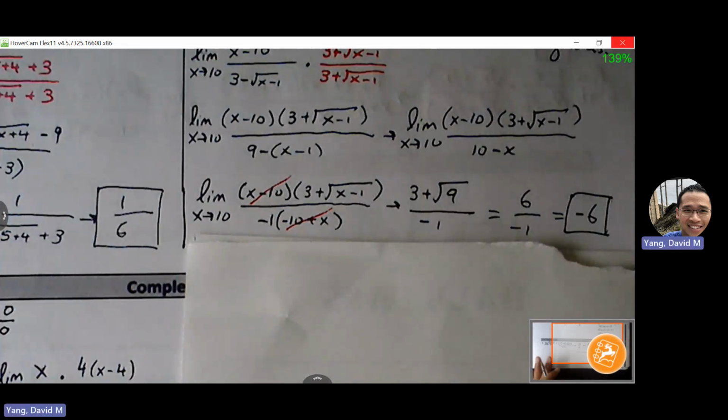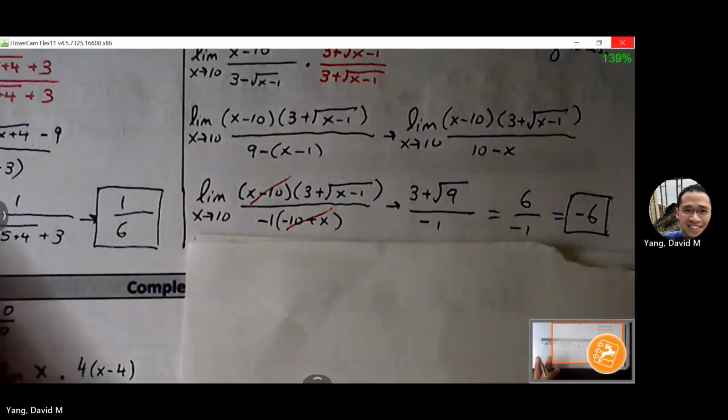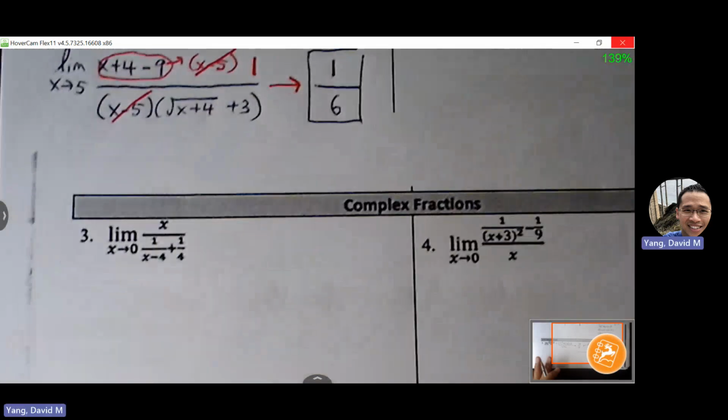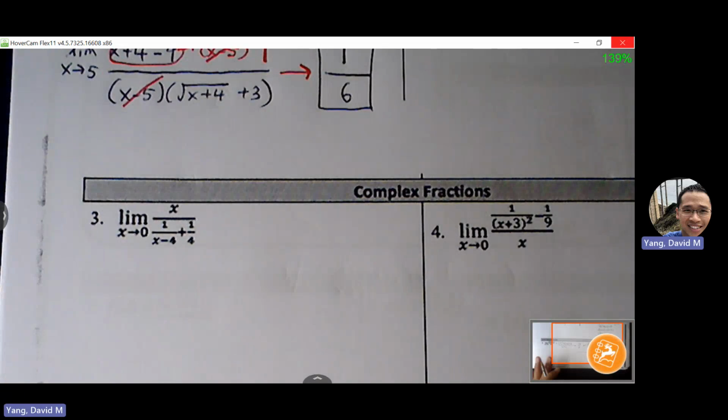Okay, there's one more category algebraically of finding a limit when there's a hole, and that is with complex fractions. So let's look at number 3. Number 3, limit as x approaches 0. You see how there's that complex fraction in the denominator, but let's not jump to conclusions. Let's go ahead and do direct substitution. So 0 in for x.